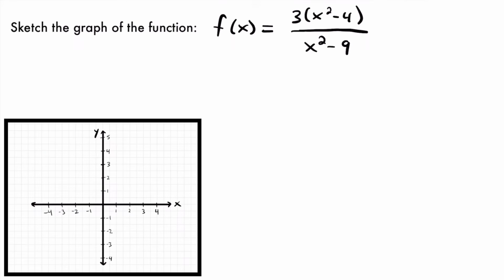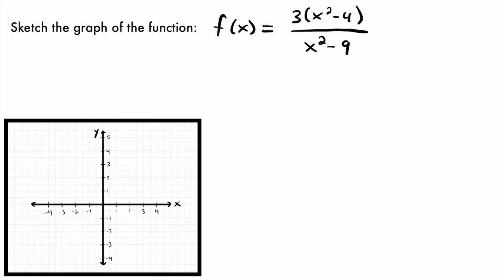All right, so for our example, we have to sketch the graph of the function f of x equals 3 times the quantity x squared minus 4 divided by x squared minus 9. And so the first thing we want to do when we sketch the graph of a function is determine what its domain is. And so in order to do that, we have to think about what values of x our function is defined for. And so for a rational function like this one right here, we'll set our denominator equal to 0, and that's going to tell us where our function is not continuous or where it's not defined.